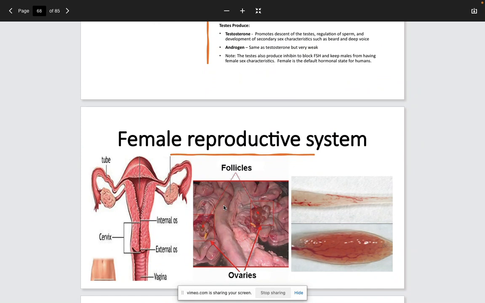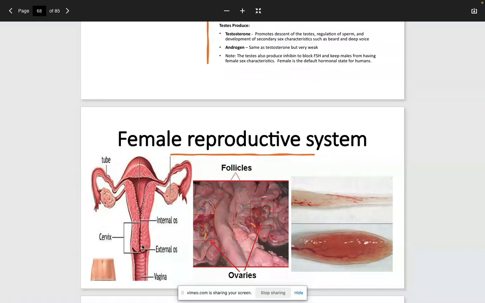This is the female reproductive system. We'll cover it more extensively in the female reproductive cycle, but here you have the uterus. Within this uterus, you've got the endometrium, the myometrium, and the mesometrium. However, the outer portion of the uterus is going to be the cervix. The cervix has two portions, the internal os and the external os.